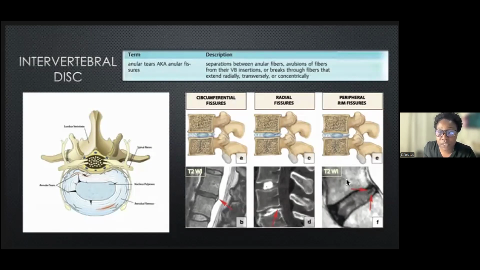And this is showing disruption of Sharpey's fibers, or Sharpies fibers, if you're a Disney Channel fan like myself, at the annular periphery. Now, what are these fibers particularly? We also call them perforating fibers or bone fibers, and they're just bundles of collagen that connect the periosteum to bone.